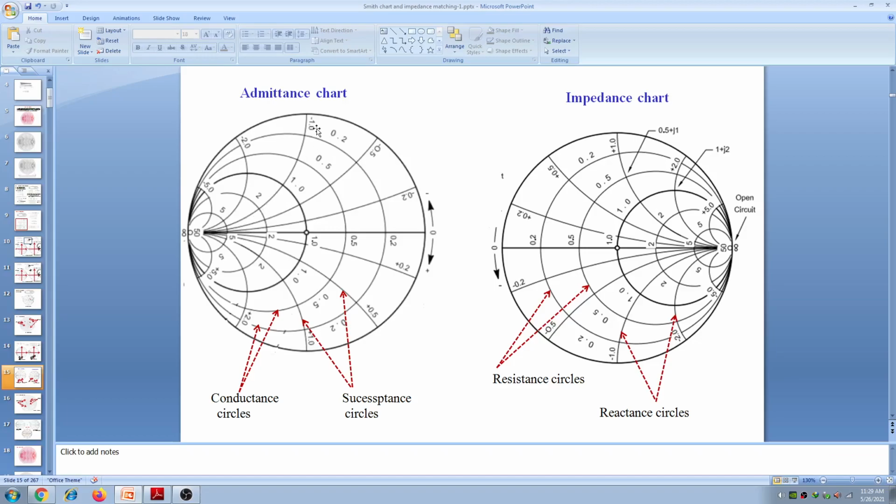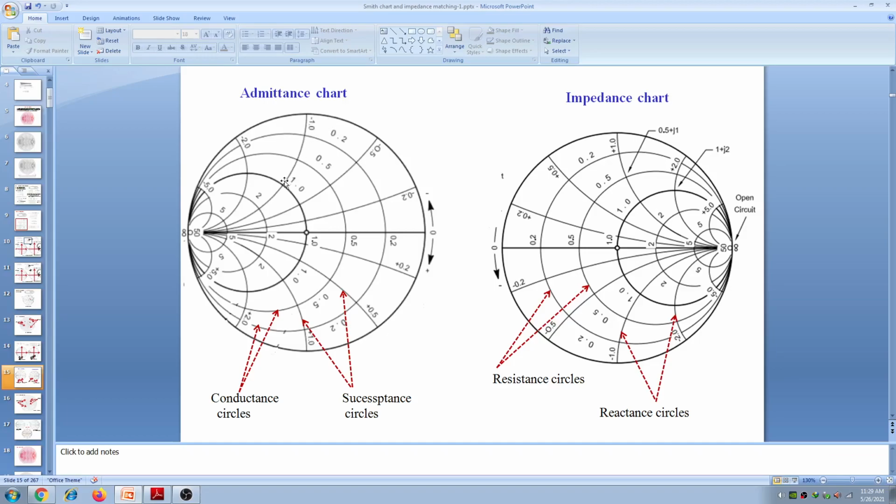Separate charts are available, an impedance chart and an admittance chart. Here there are only conductance and susceptance circles, while the impedance chart has only resistance and reactance circles. Here, the conductance circles are associated with admittance, and the values are written outside the circle: minus 0.2, minus 0.5, minus 1.